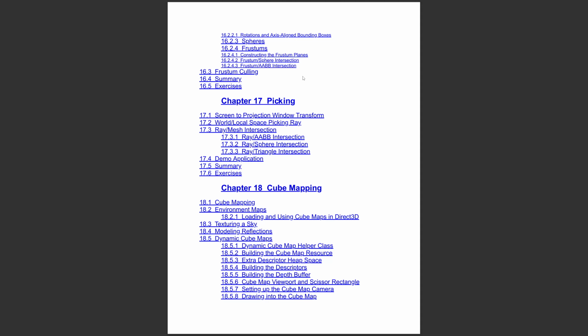And so we'll be constructing the frustum planes, and we have frustum and sphere intersections, and then frustum and AABB intersection, which is the axis-aligned bounding boxes intersection. And then we'll be finishing Chapter 16 with frustum culling, with some summary and exercises.